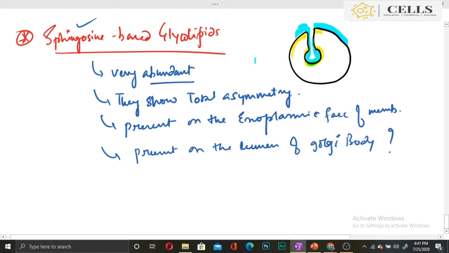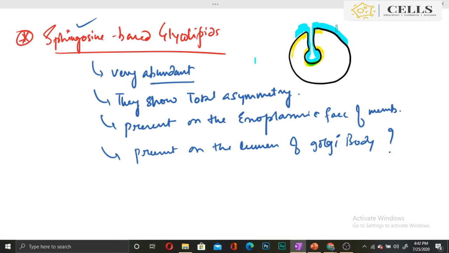So you can actually make a figure like this so that you can understand that whatever environment is present within the lumen, that exact environment will be present on the exoplasmic phase, and the environment surrounding the lumen will be the environment present on the cytosolic phase. So whatever environment is within the lumen is the same as on the exoplasmic phase. Whatever is outside the lumen is the same as the cytosolic phase of the membrane. Yes, I am going to explain it again.